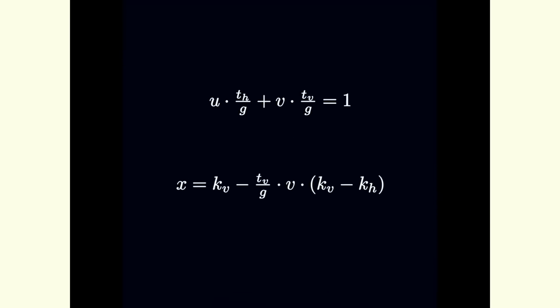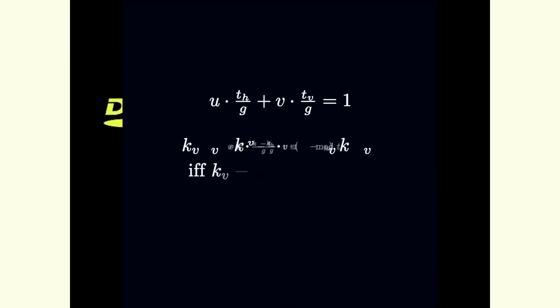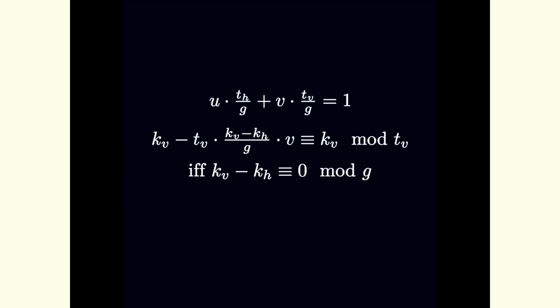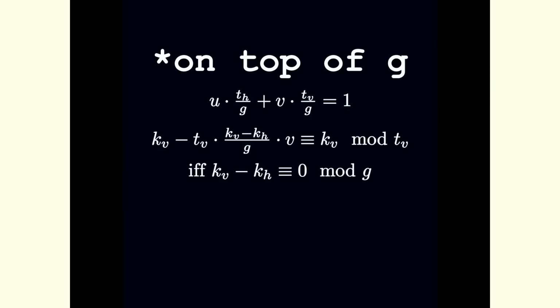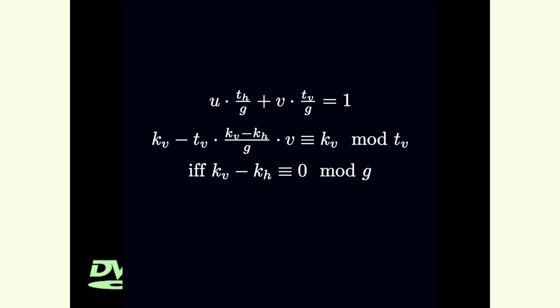In order for that to be the case, we need kv minus kh to be a multiple of g, so we can move it on top of tv and still get an integer when multiplied by tv. If this isn't the case, then our nice properties actually won't be upheld. In other words, if kv minus kh isn't a multiple of g, we can show that there is no solution.